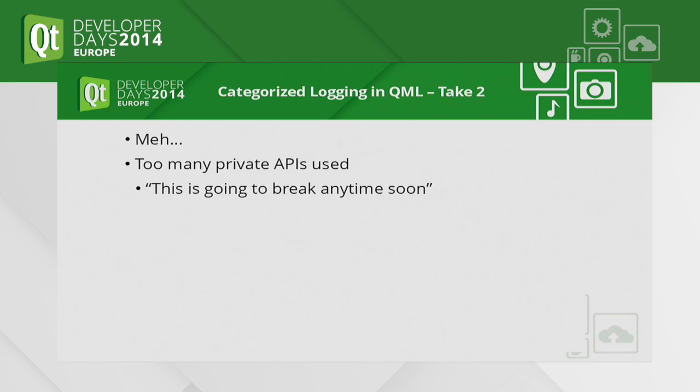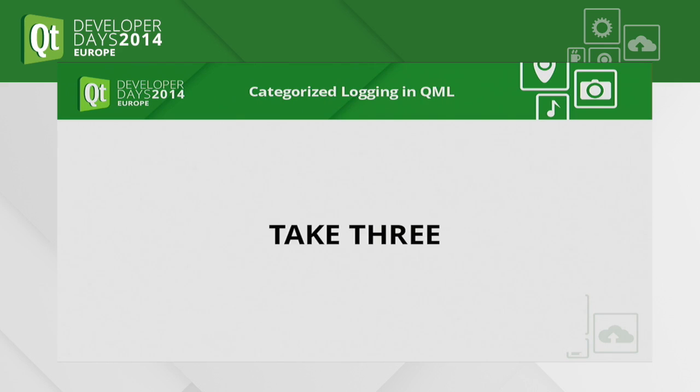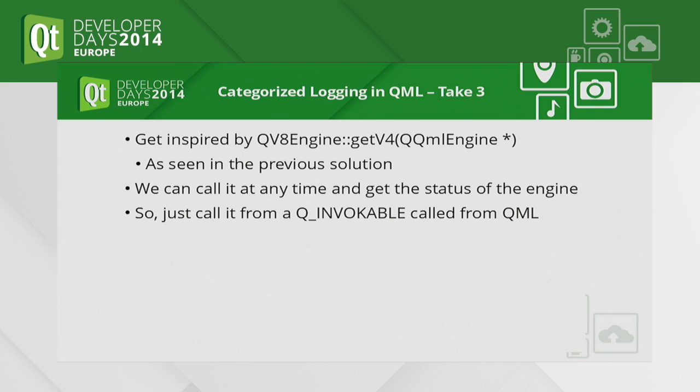We can build this. The problem is, as you can see, that amount of private APIs is just scary. Too many APIs used, and in 5 days, Trolltech is going to redesign the engine. Everything's going to break. So yeah, it's not very solid. Let's take something better than that. But basically, seeing a couple lines in the previous example, which allows us to get the engine from a QML engine.